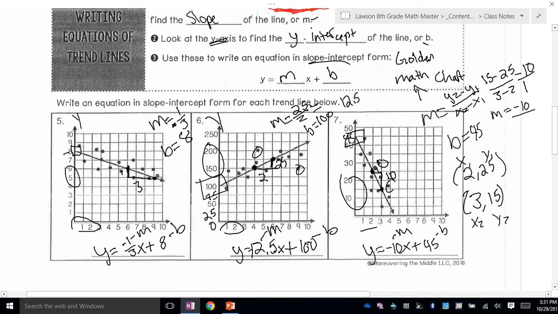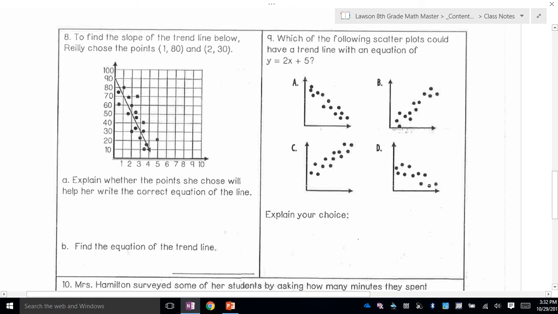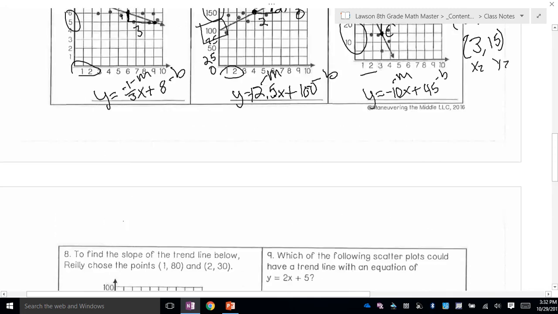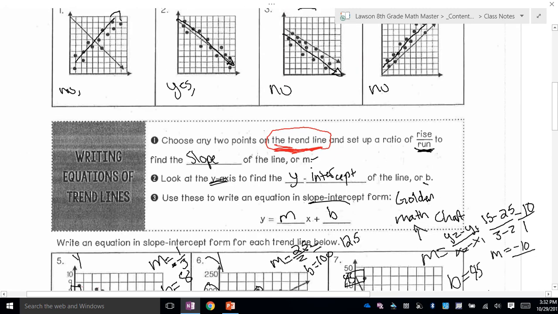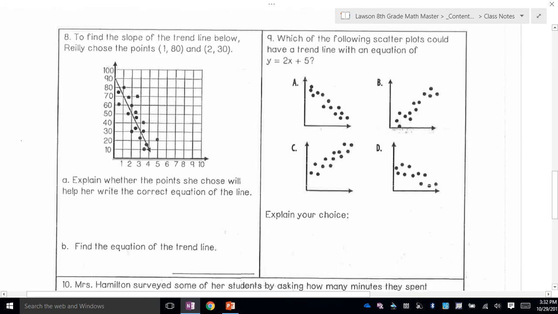which should be number 8. And so I'm going to scroll down. To find the slope of the trend line below, Riley chose the points 180 and 230. Okay, so I'm going to go ahead and plot those 2 points, because remember, if we look back up here at our notes, what did I have you highlight or box in? It must be on the trend line. So if she's going to use these 2 points, they must be 2 points that are on the trend line.